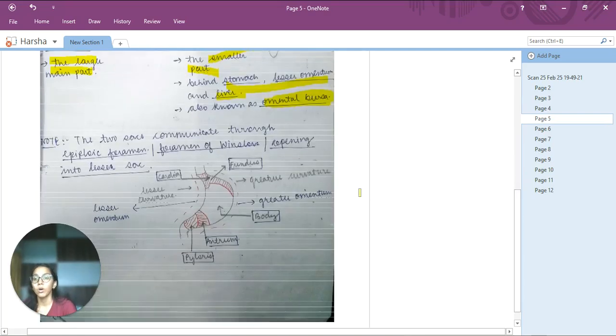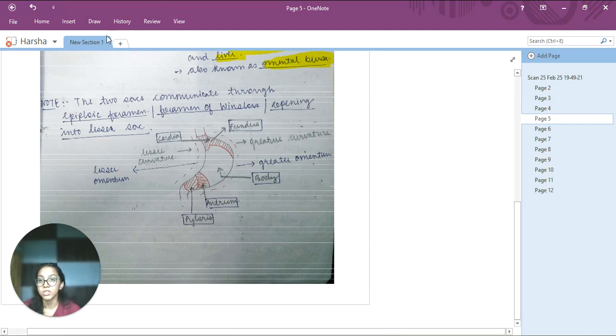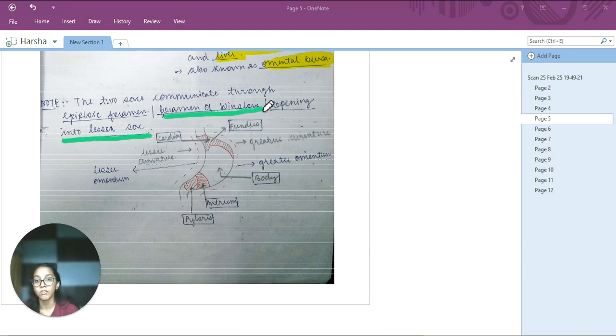Fine. Now the two sacs. One is the greater sac and behind it is the lesser sac. These two sacs are able to communicate with each other through a foramen which is known as epiploic foramen. As you can see over here, it is also known as the foramen of Winslow and also known as the opening into the lesser sac. So there are three synonyms for epiploic foramen: foramen of Winslow, and opening into the lesser sac.